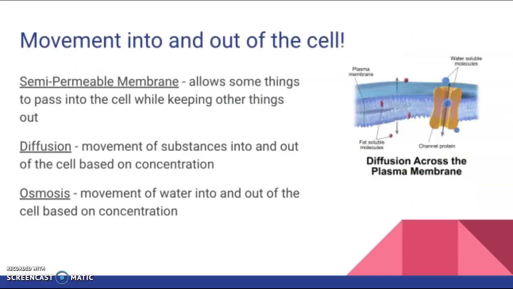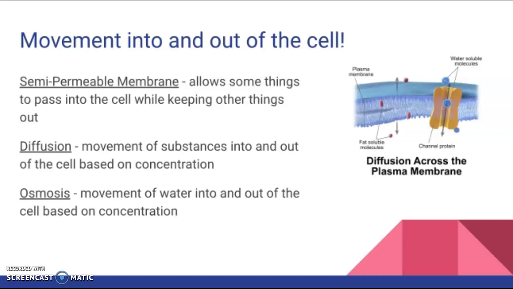Now, in order for cells to be able to carry out the life processes, you have to be able to move things inside and out of the cell. So cells must have a semi-permeable membrane. And that word semi-permeable means that it allows some things to pass through the cell and it keeps other things out. So it lets the things that the cell needs come in, but it tries to keep out the things that are bad for the cell or bad for living organisms.